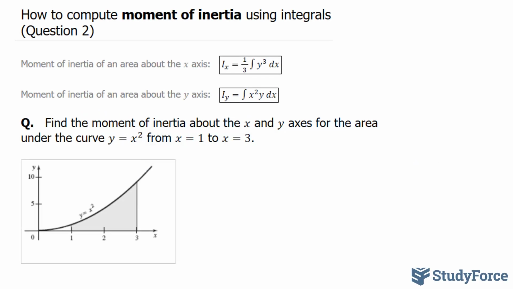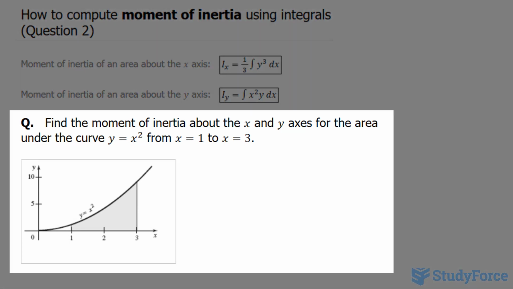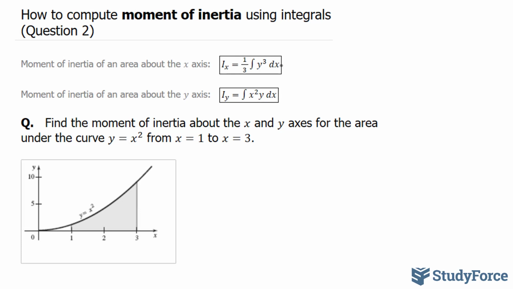In question 2 of this series, we're asked to find the moment of inertia about the x and y axis for the area under the curve y is equal to x squared from x is equal to 1 to x is equal to 3. In question 1, we derived the first formula. What we did was we had a rectangle and we took horizontal strips all throughout that rectangle, and we found out that the moment of inertia of an area about the x-axis is the following.